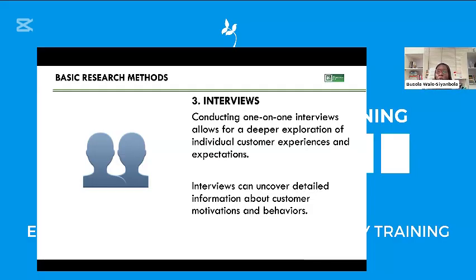Because they want to get your own user experience, perhaps to use that as a testimonial or to just get feedback with a view to improving based on the information you provide. Interviews can uncover detailed information about customer motivations and customer behavior, okay?